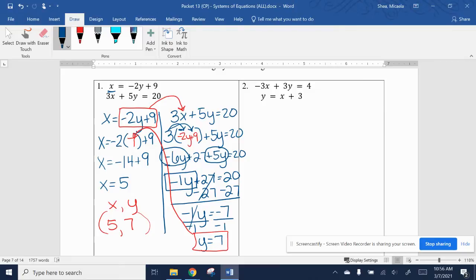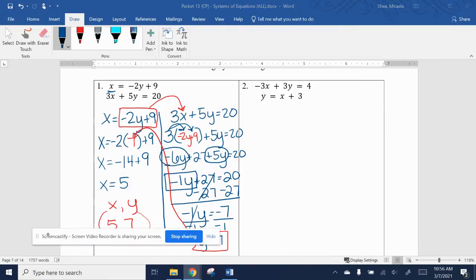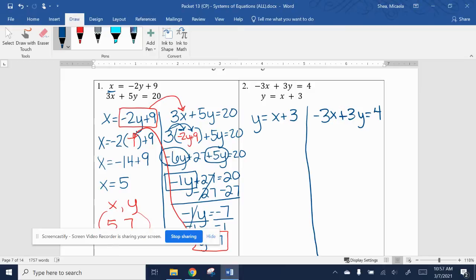Okay, let's look at number 2 that you did. For number 2, we're going to stop and look and decide which equation is going to go on the left. The bottom equation has an isolated y, so I'm going to write that there. And negative 3x plus 3y equals 4 goes on the right because that's what we're going to substitute into. Anywhere I see y, I'm going to substitute in x plus 3. So I'm going to start by writing negative 3x plus 3, parentheses instead of y equals 4.